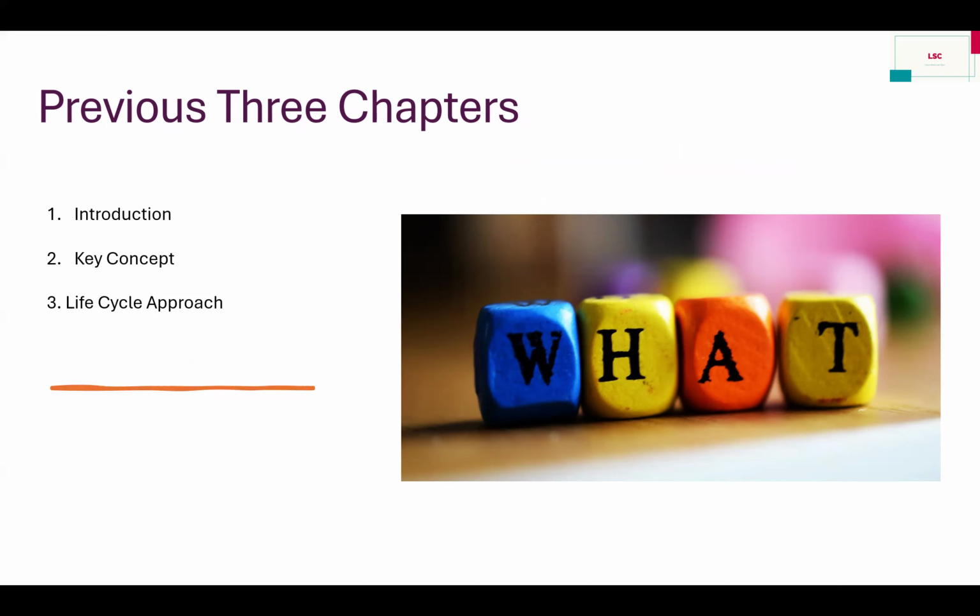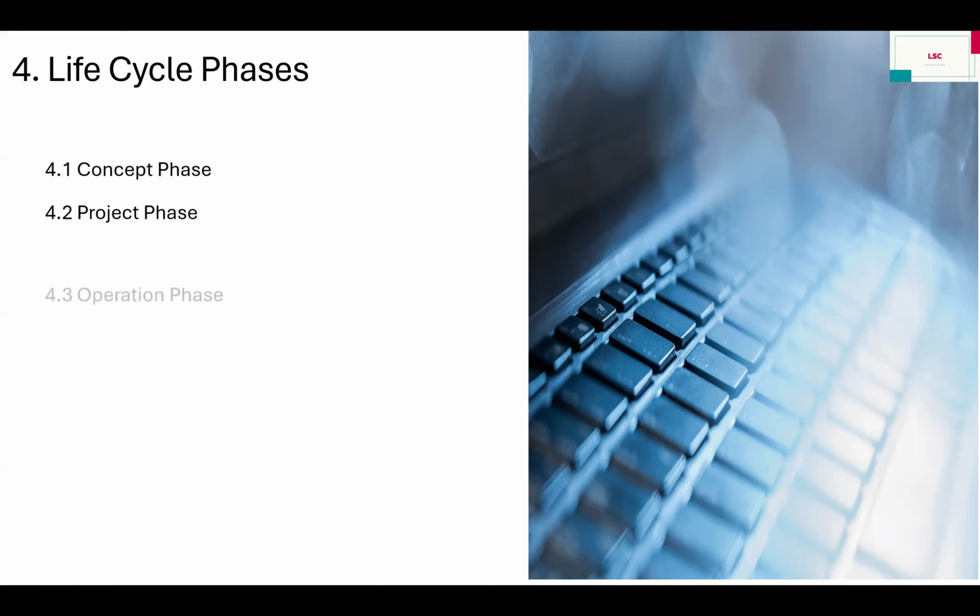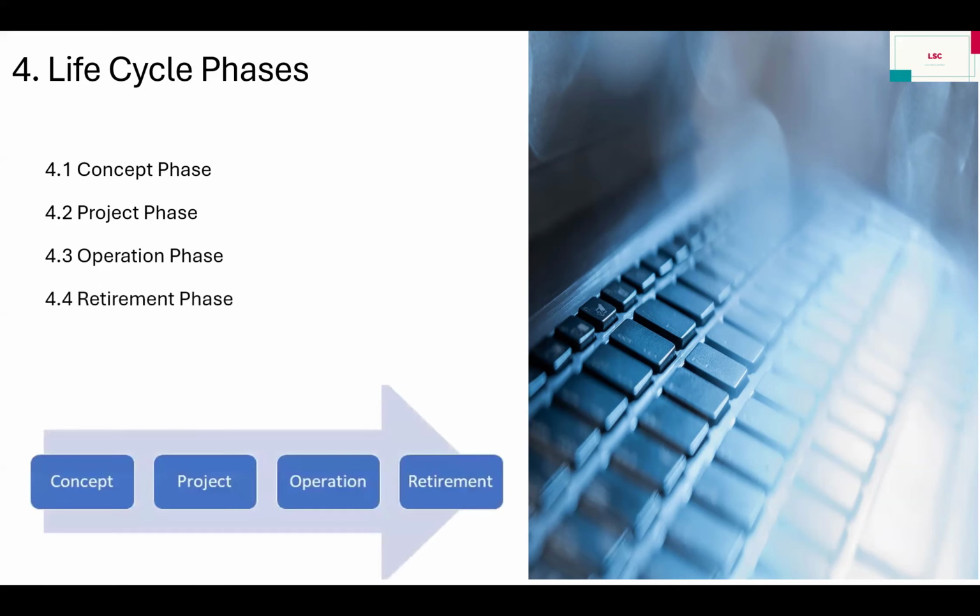And so, friends, I'm Hema Sharma, and you are with me on the journey of GAMP 5 with Chapter 4, that is life cycle phases. The life cycle phases are concept phase, project phase, operation phase, and retirement phase. All these phases overall describe the life cycle of any application, software, or system.